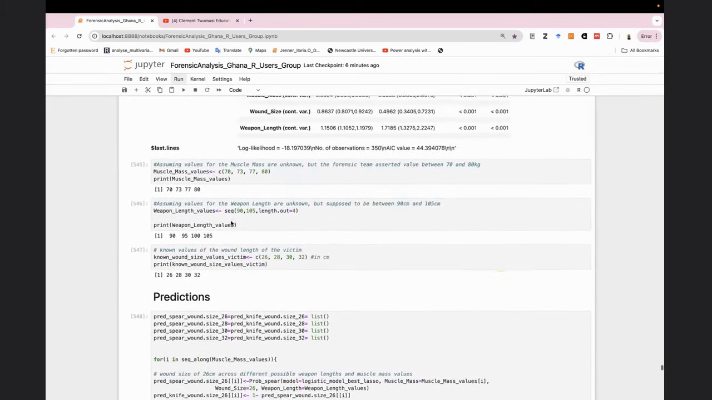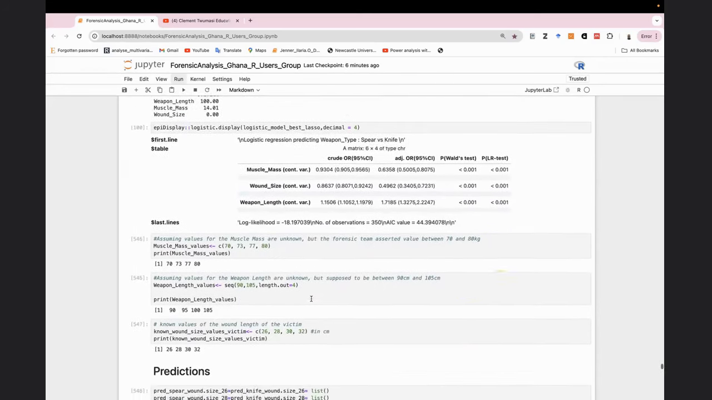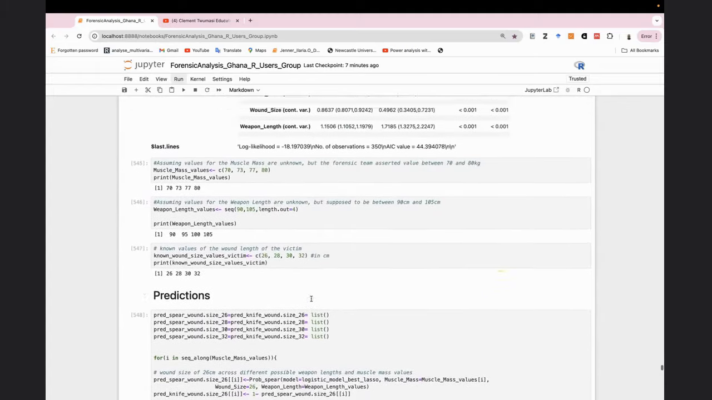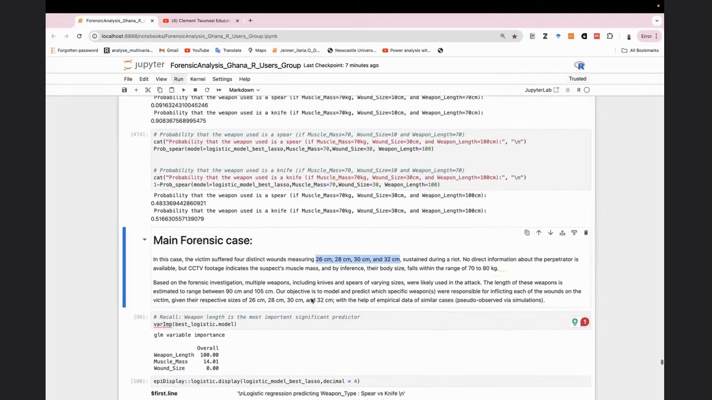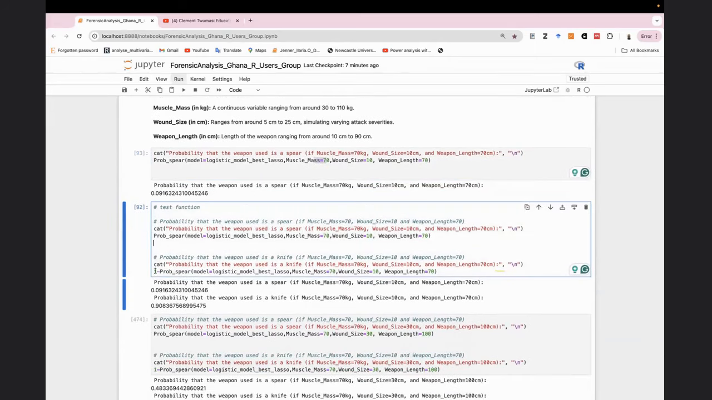So now we are making the prediction. If you look at the forensic problem, now we have 4 wounds, and these are the measurements. When I was testing the function you created, I just have to specify the wound size, the length of the weapon, and the muscle mass of the perpetrator, and it will predict the exact probability that it was a spear relative to a knife. If I want to know the probability that it was a knife, it is just 1 minus the probability that it was a spear, because the two are complementary.